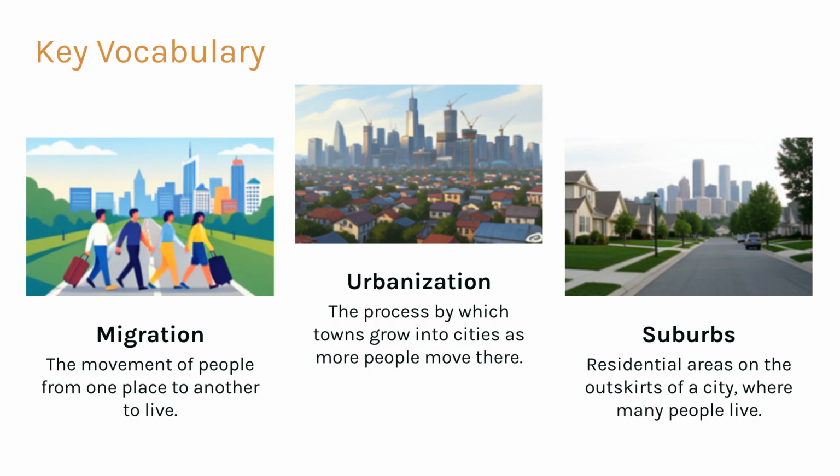Migration is the movement of people from one place to another. Urbanization is the process of towns growing into cities as people move there. Suburbs are residential areas on the outskirts of a city.